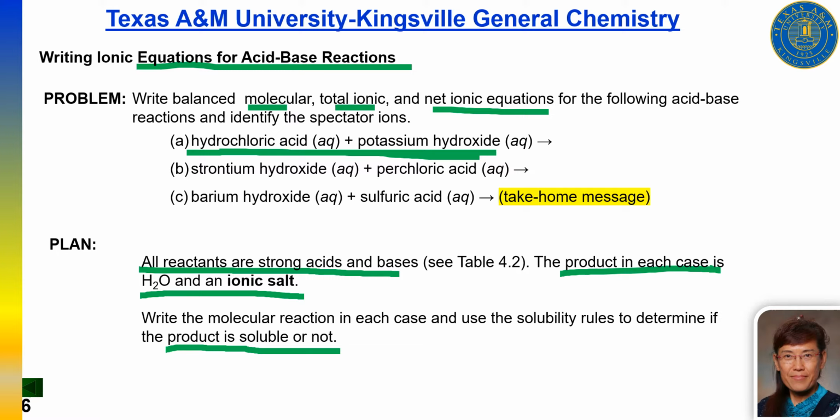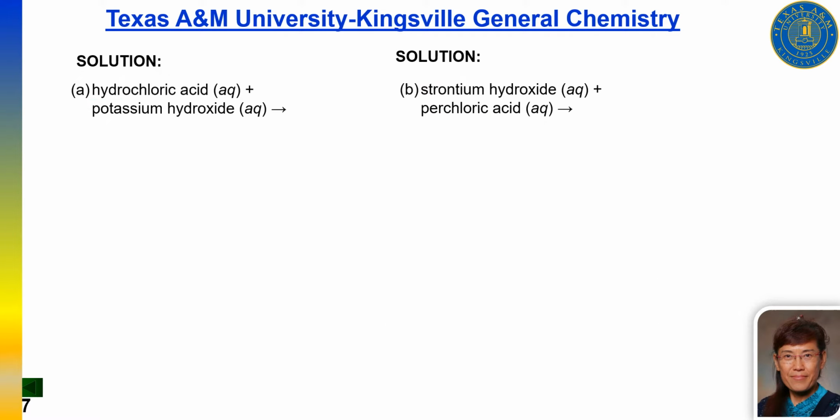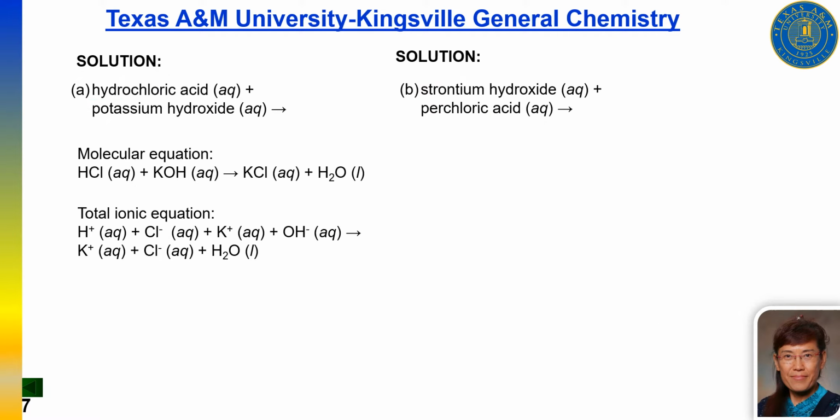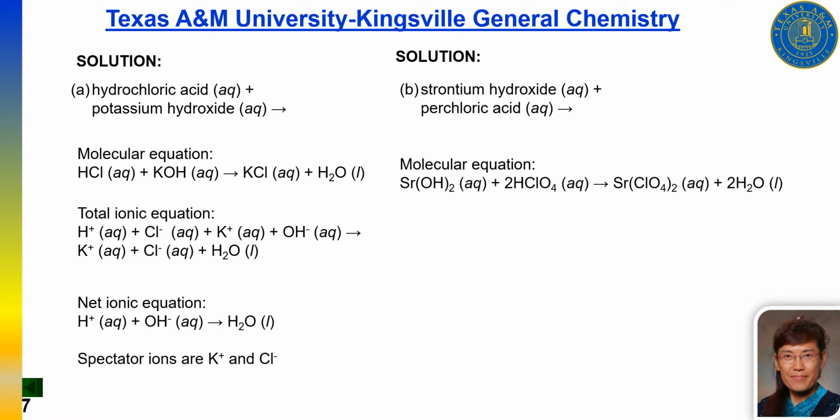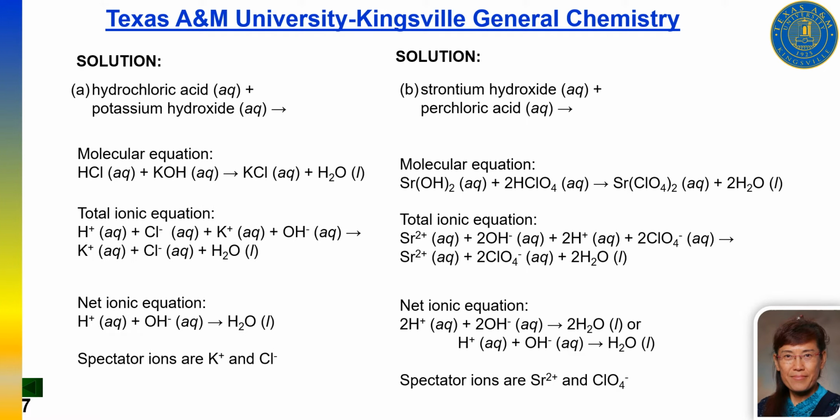Our second question, question B: strontium hydroxide reacted with perchloric acid. You also have barium hydroxide reacted with sulfuric acid. The last one, C, you will take home. So let's see, what's our solution? In terms of the hydrochloric acid reacted with potassium hydroxide, here is your solution.